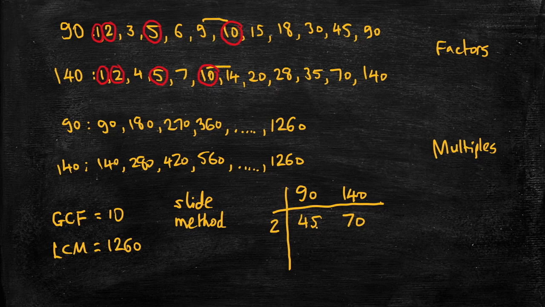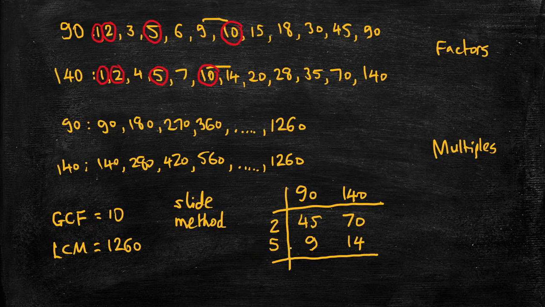3 isn't, because although it divides into 45 evenly, it doesn't divide into 70. 4 isn't going to work. 5 is the next common factor I can take out, and if I divide 5 into 45 I'll get 9, and if I divide 5 into 70 I'll get 14. And then now, do these two have any common factors? No, I don't think they do. So we're done.